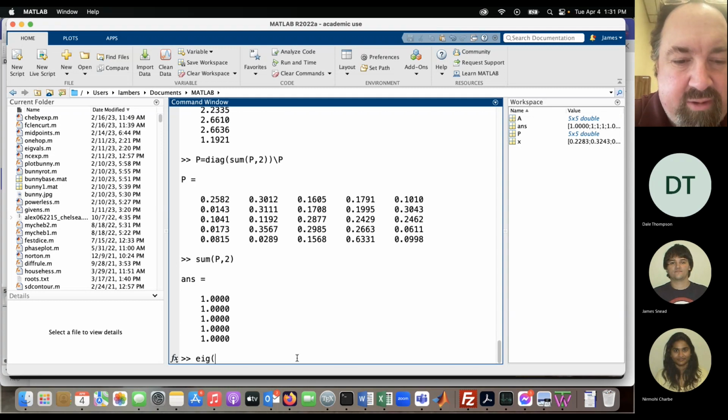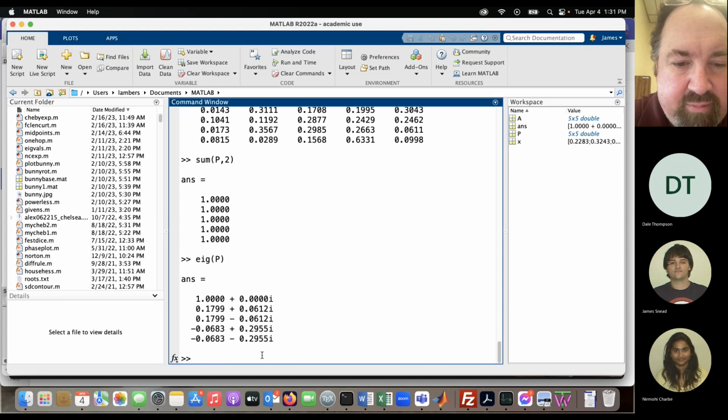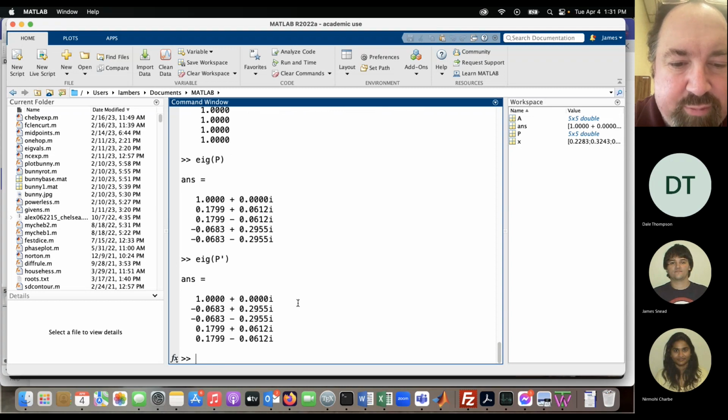And if I look at the eigenvalues of P, okay, we have complex eigenvalues here, but sure enough, the largest eigenvalue is 1. And actually, any matrix is similar to its transpose. So P and P transpose have the same eigenvalues.